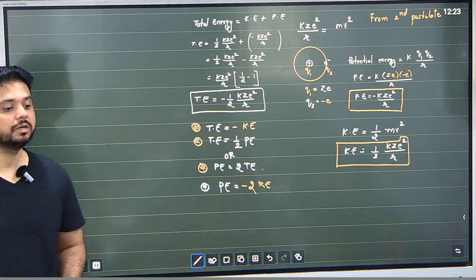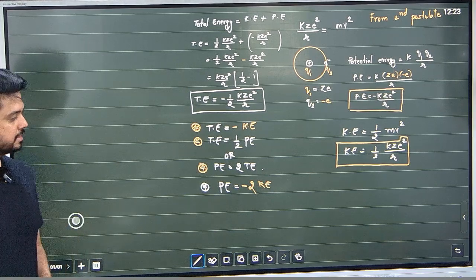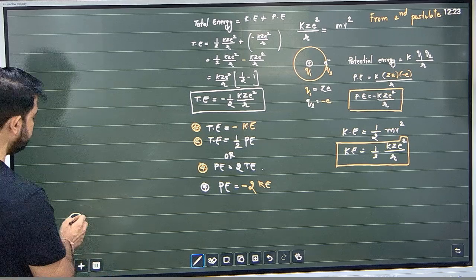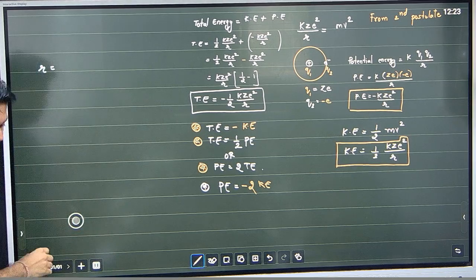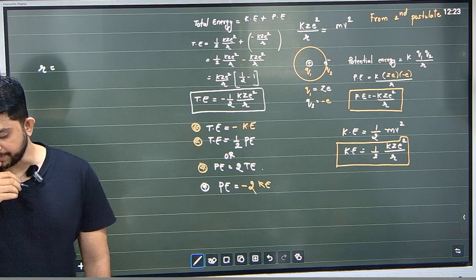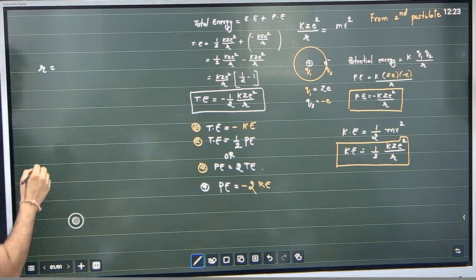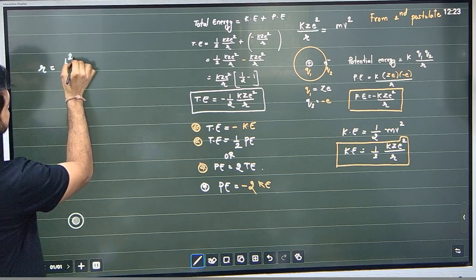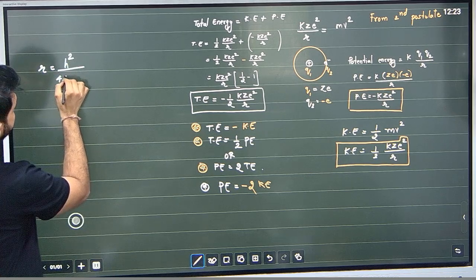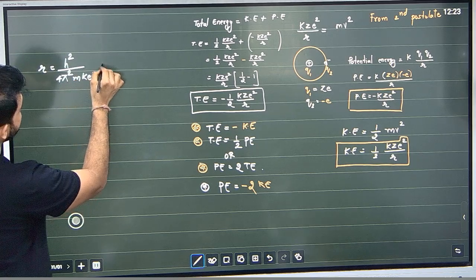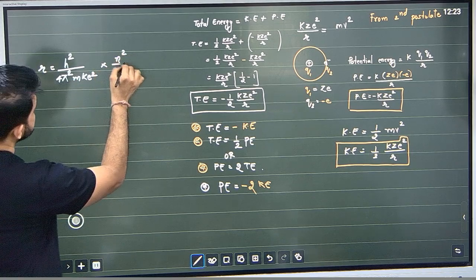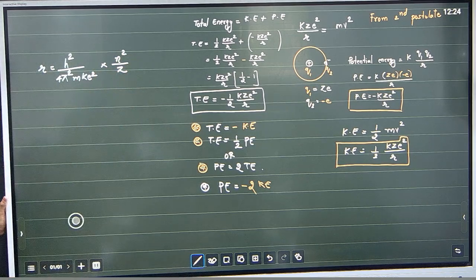Now go to the derivation of radius and tell me, we got an expression for radius. What expression for radius did we get? h square over 4 pi square m K e squared into n square by Z. We got this expression for radius.